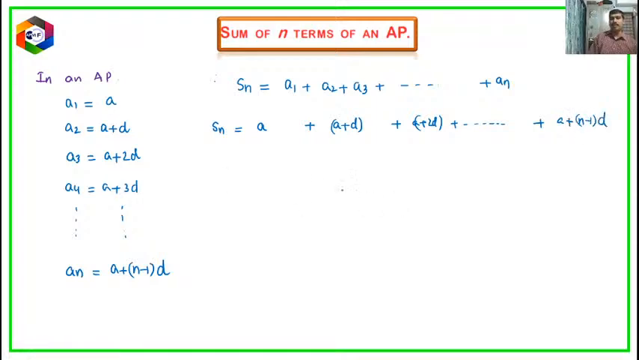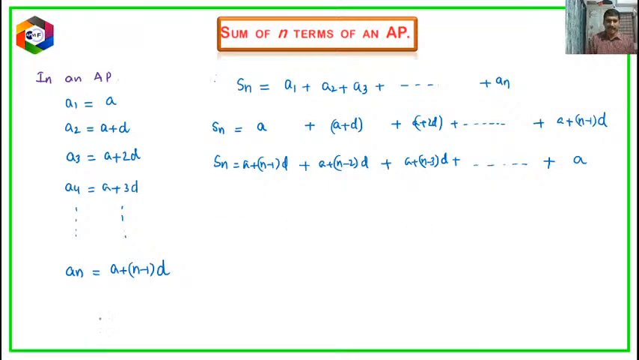So this is Sn. Now however Gauss used the idea, from the end to the start also he is writing the same. So the same Sn will be, the last term here I am going to write a plus n minus 1 into d, and the term before is a plus n minus 2 into d. This is a plus n minus 3 into d, and so on. Likewise, the last one is a.